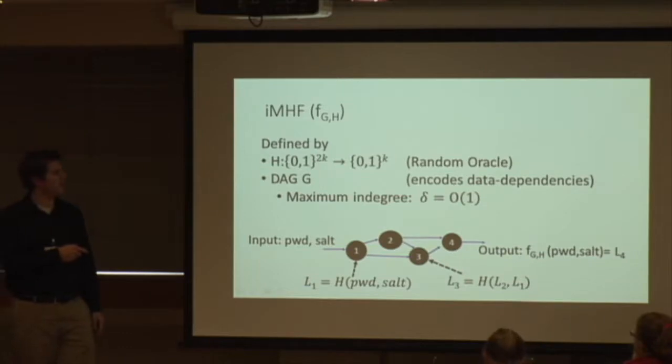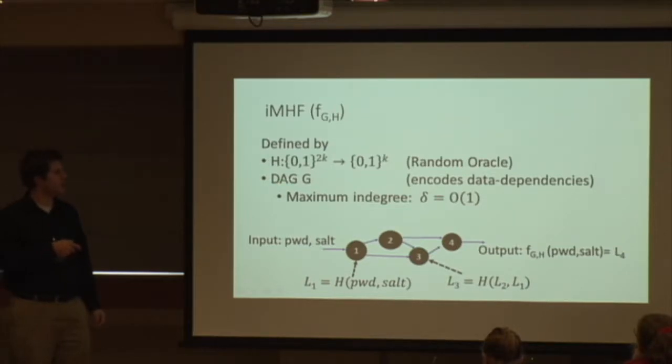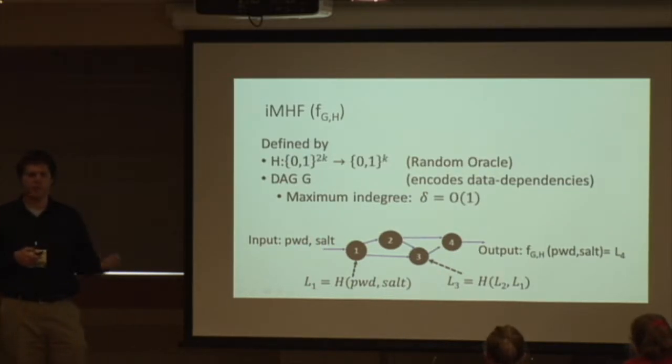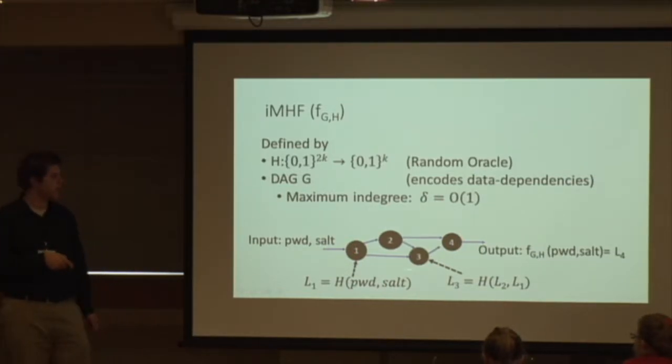So here we have an underlying hash function. Think of SHA-1, SHA-256, SHA-3, which in our analysis we'll model as a random oracle. And we have a directed acyclic graph, G, which encodes data dependencies. So to specify a function, all I need to do is specify an underlying hash function like SHA-3 and a graph G. And now the input to this function is password and the salt, as usual. Each node in this graph is assigned a label. The label of the first node is just the hash of the password and the salt. And the label of an interior node is just the hash of the labels of its parents.